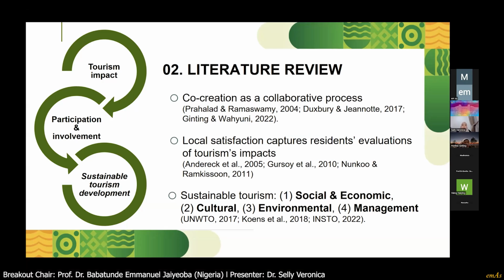Based on our research, we found three groups for which we can develop the surveys and collect the data: the tourism impact, the process of participation and involvement of the local residents, and the sustainable tourism development in the area.